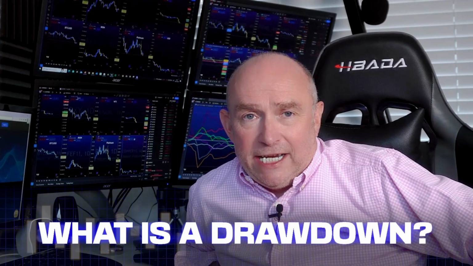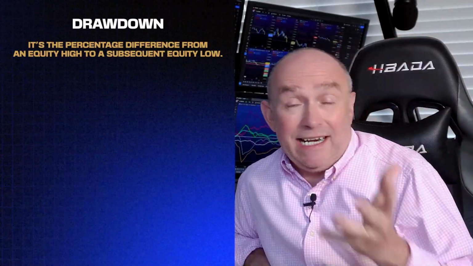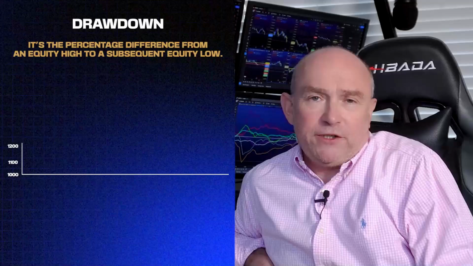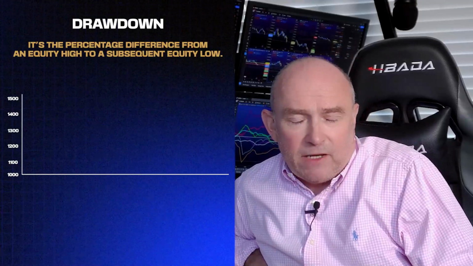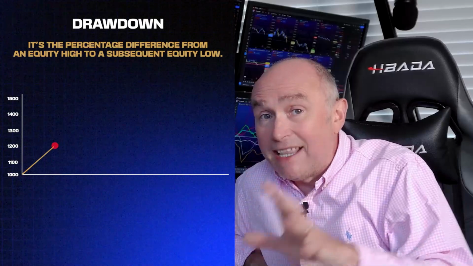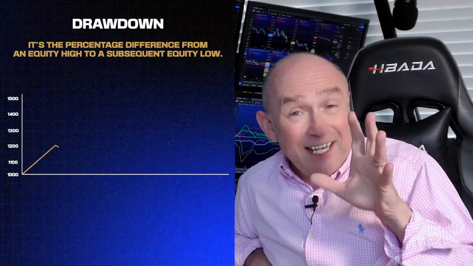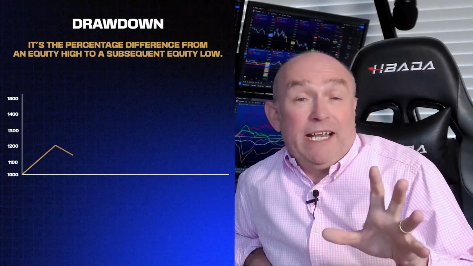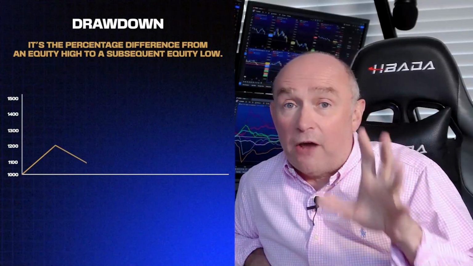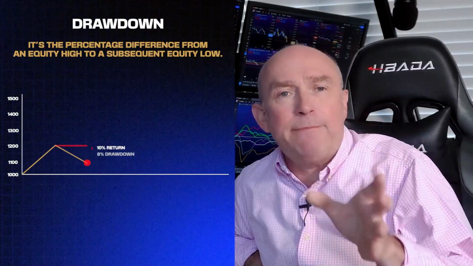So let's define exactly what drawdown is. It's basically the percentage difference from an equity high to a subsequent equity low. So for example, if you start with $1,000 and grow your account to say $1,200, that's a 20% return. Now, if then you experience a losing period and your account then drops to say $1,100, you're still up 10% from your starting balance, but you've had an 8% drawdown.